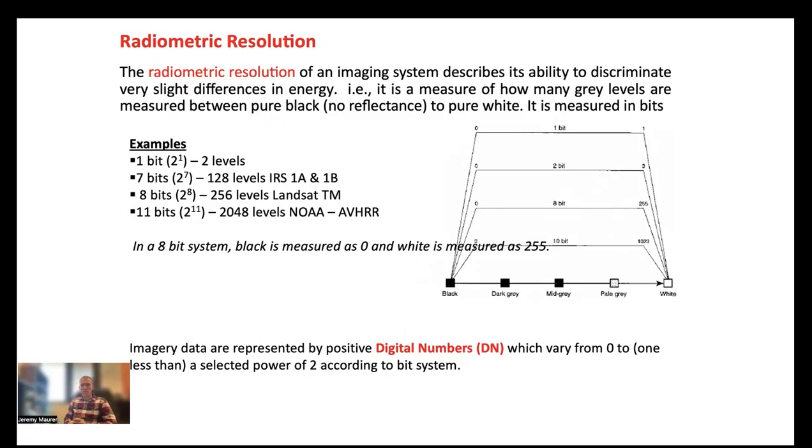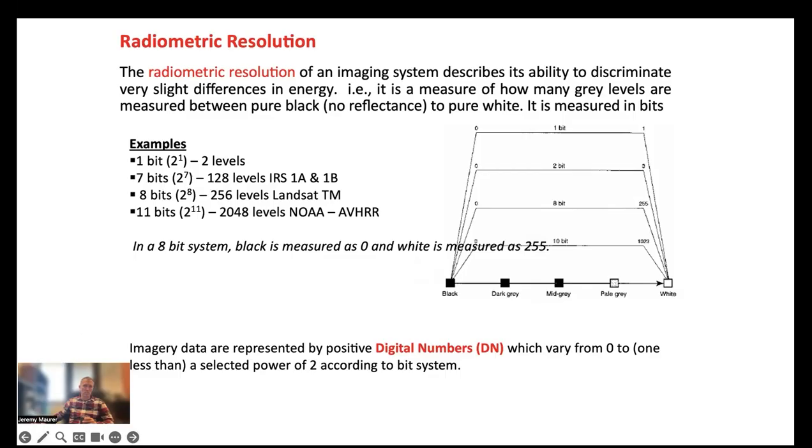Radiometric resolution is the ability to discriminate slight differences in energy. And this is measured in bits. So you can see here, if we have just 1 bit, we can distinguish basically between 2 levels of energy. So that would be a very low radiometric resolution. 11 bits gives us 248 levels. That would be a very high radiometric resolution.